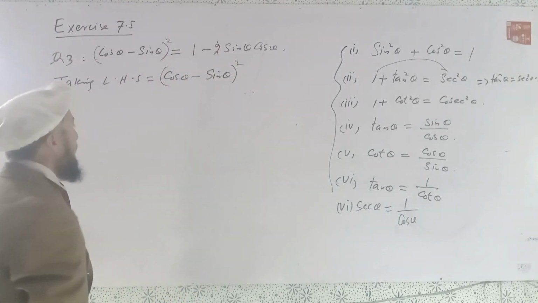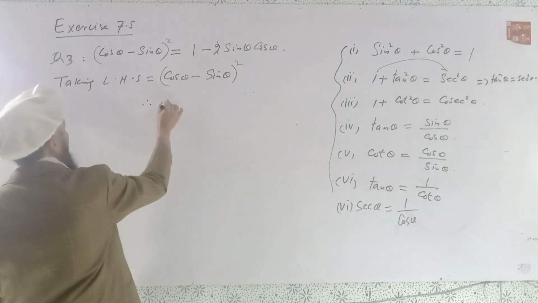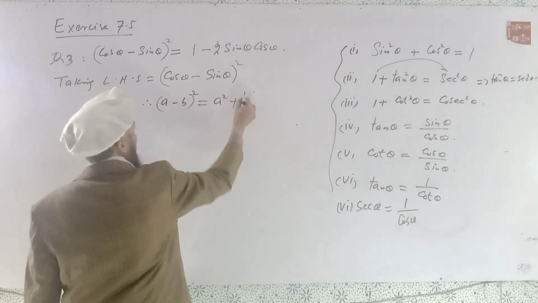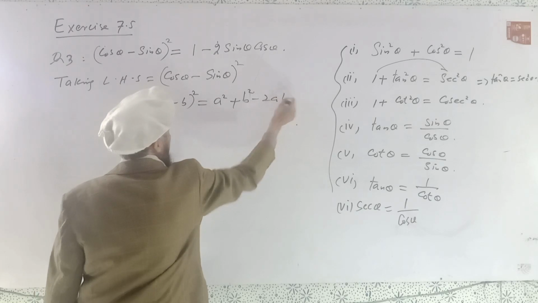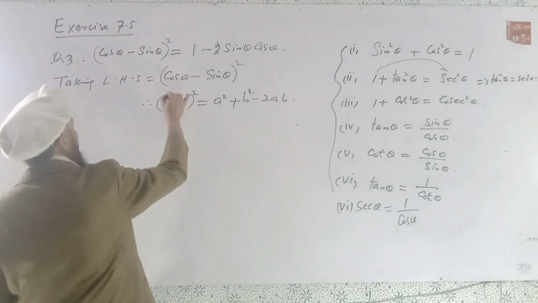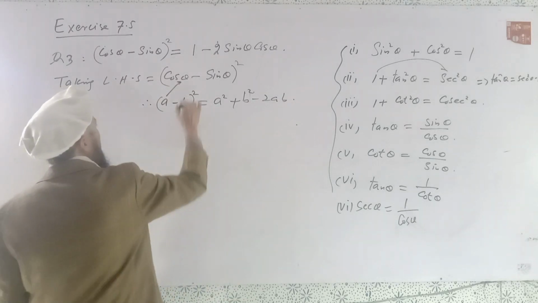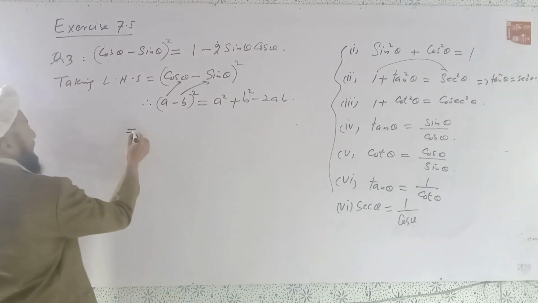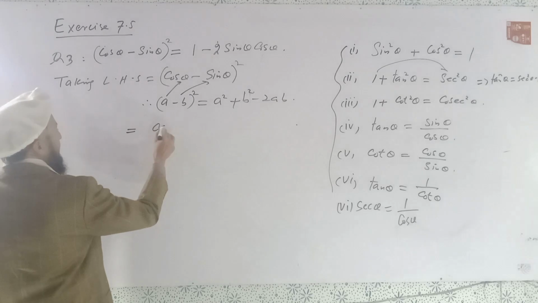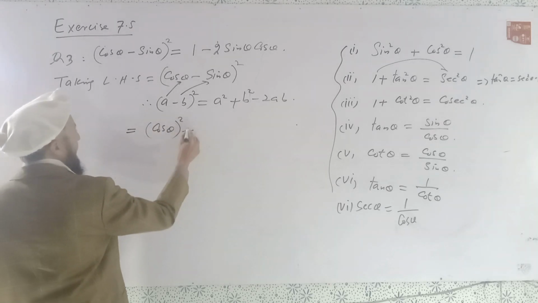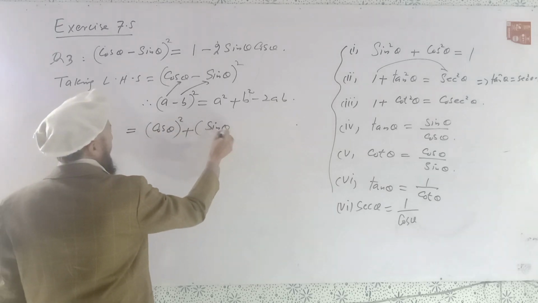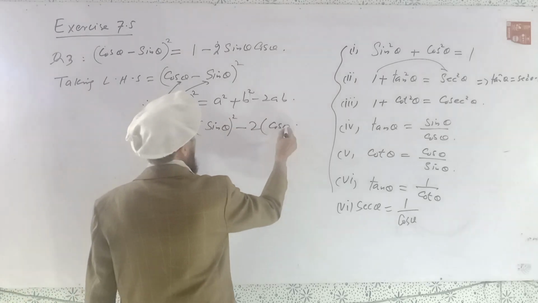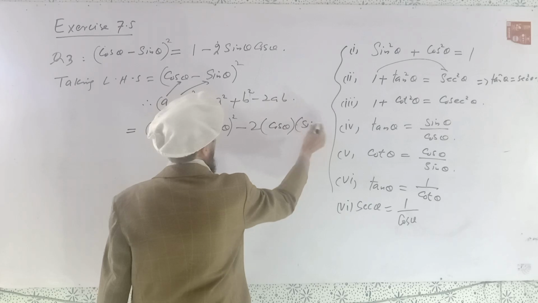According to the formula, we have a minus b whole square, we can write a square plus b square minus 2ab. According to this formula, we open, here a is equal to cos theta and b is equal to sin theta. So according to this formula, if we open: cos theta whole square plus sin theta whole square minus 2 into cos theta sin theta.